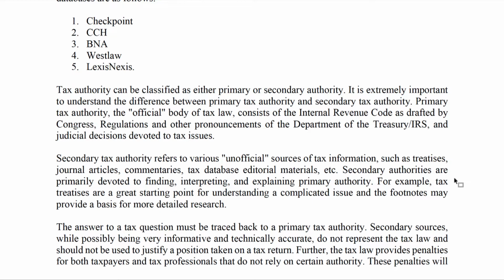Now, secondary authority, you cannot generally cite to. Almost never can you cite to secondary authority. Very, very rare. Just don't do it. If you're in a tax research class, I wouldn't even do it.